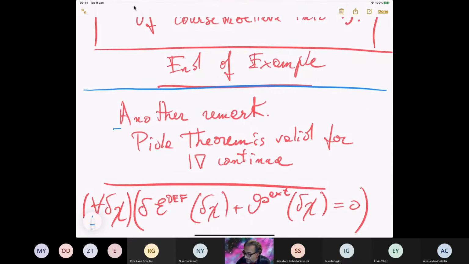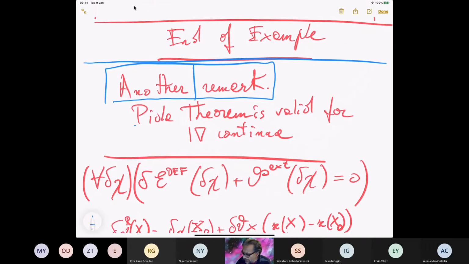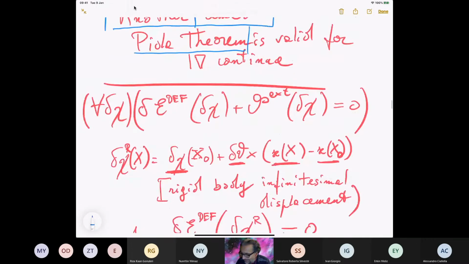Okay. Now I want to show you another simple result. We already spoke about this, but I want to repeat it for you another time. So I want to tell you that Piola's theorem is valid for a first gradient continuum. I will tell you what Piola's theorem is at the end. So let us follow Piola's reasoning.